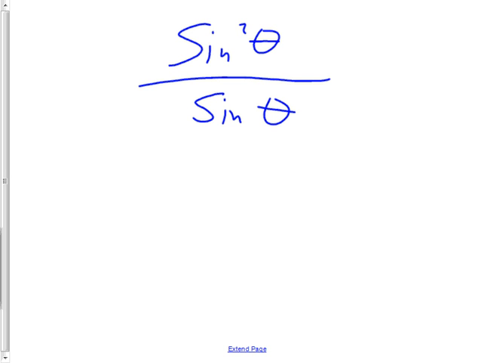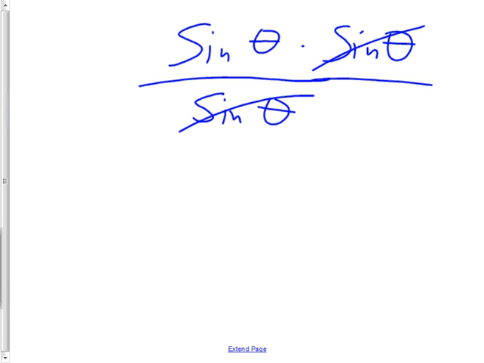You know, it's a lot like having x squared over x. Do you get that they can kind of cancel each other? So that sine squared theta is really like sine theta times sine theta. And then I could just go cancel, cancel, and the answer is sine theta.